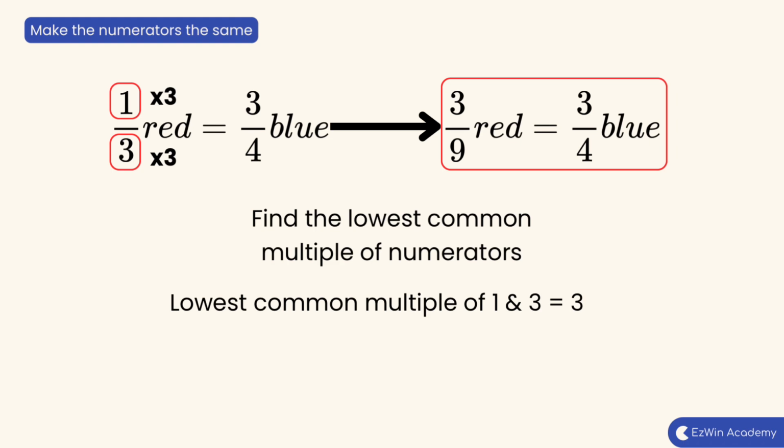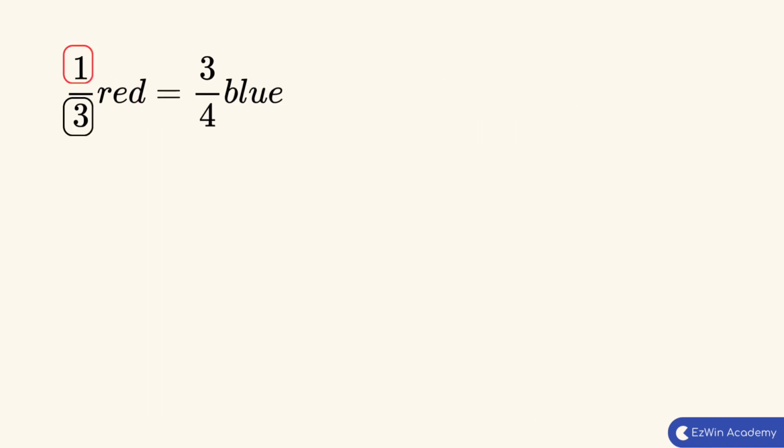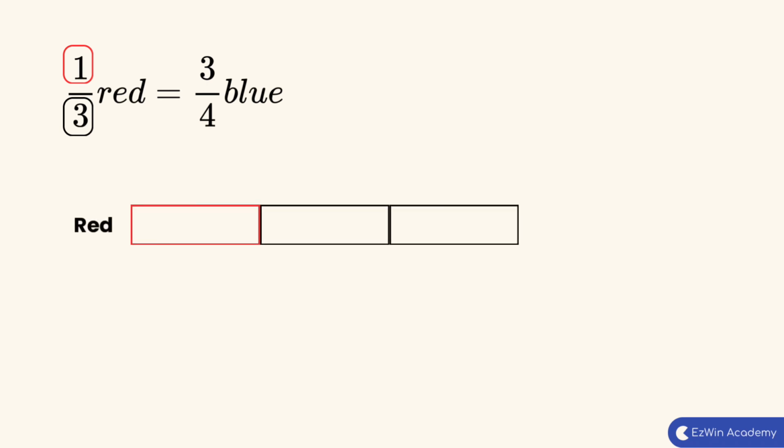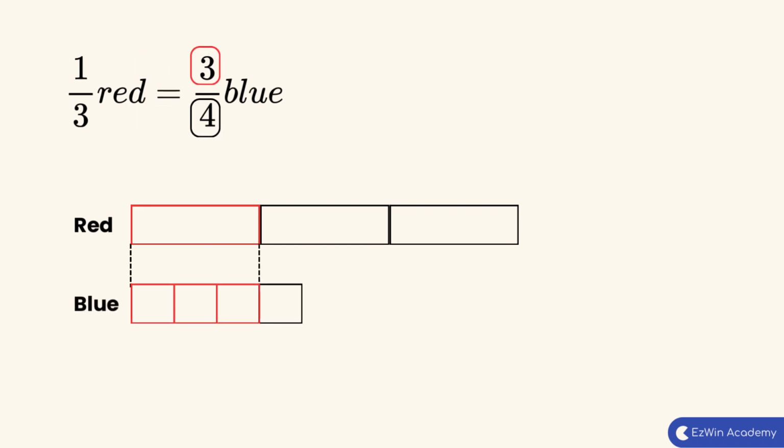And you might be wondering, why do I need to do this? If we were to draw the red paint fraction as a model, it will look something like this. Then, since we know that 1 part out of 3 red paint is equal to 3/4 of the blue paint, the model will look something like this. So the blue paint has 3 parts equal to 1 part of the red.